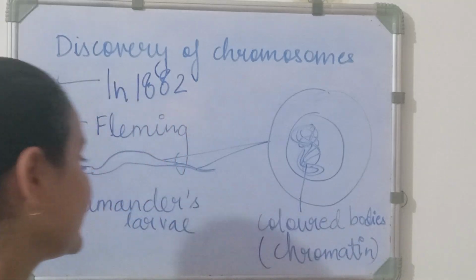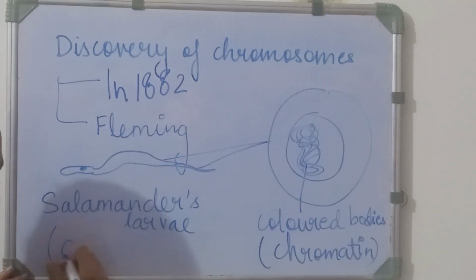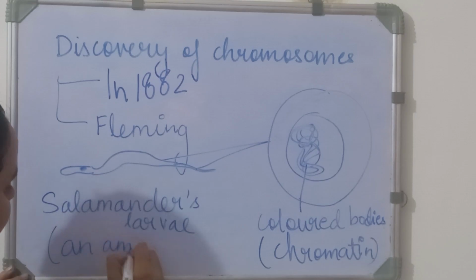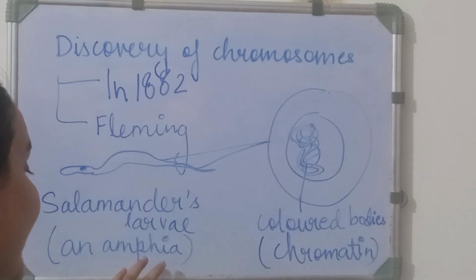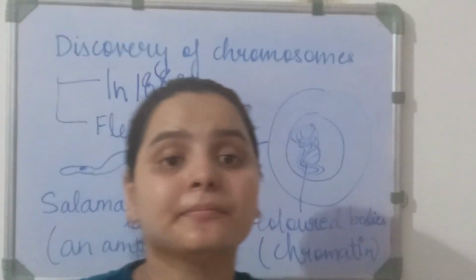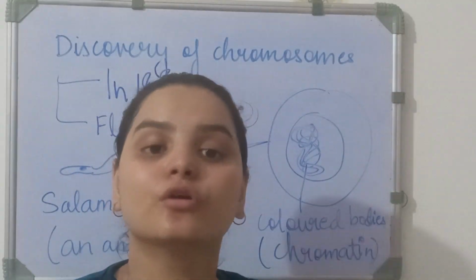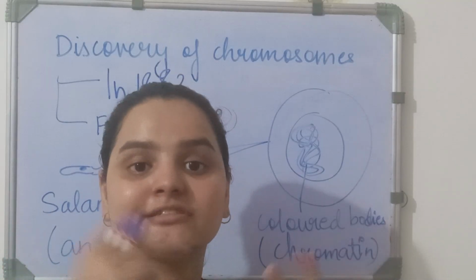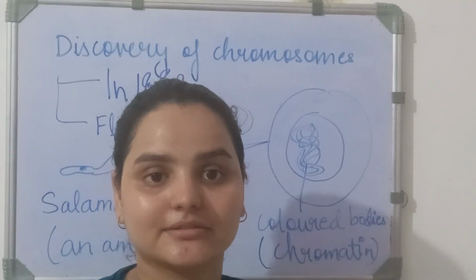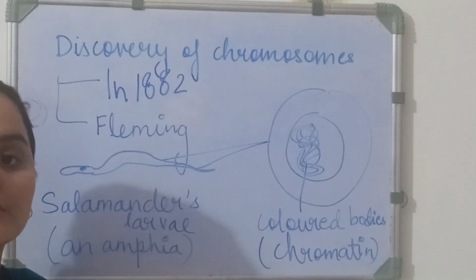He took the cells of a salamander's larva. This salamander is an amphibian. What is an amphibian? Amphibia is a class of tetrapoda which have two upper limbs and two lower limbs. Similarly, like amphibia, reptilia, birds and mammals are different classes of tetrapoda. So amphibia is also one of the classes of tetrapoda.